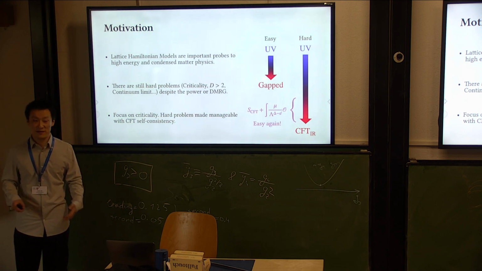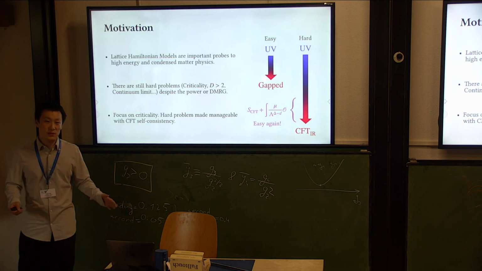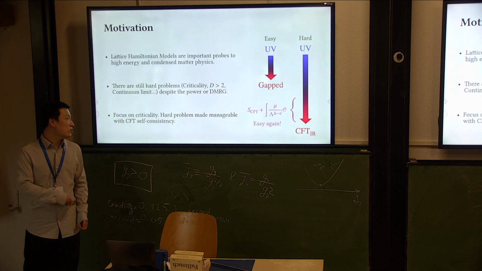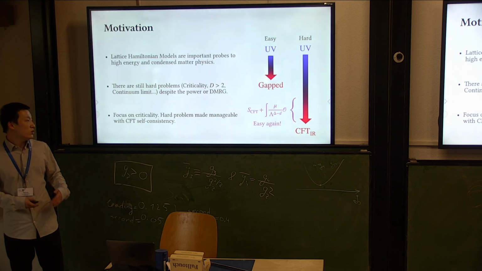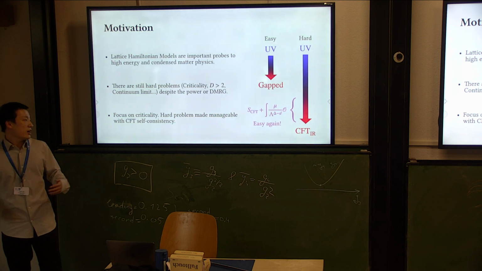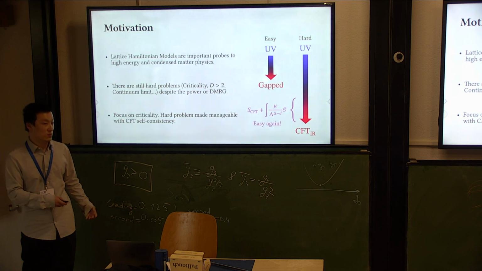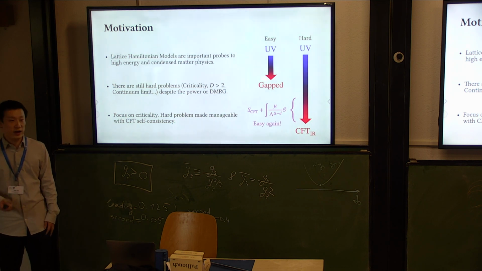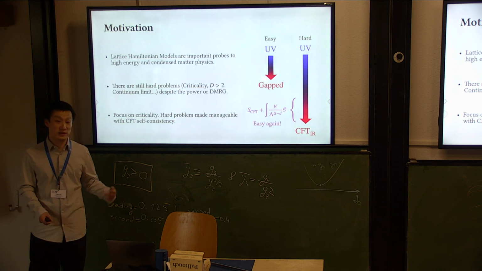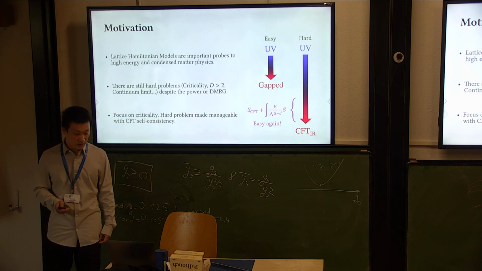So basically, if we know a lot about the CFTs, and in this case we do, we can use the self-consistency of the CFT to come back and help us, and to make some of these hard problems manageable. Today I'll show a toy example of how this works in the framework of conformal perturbation theory applied to the 1+1D massive Schwinger model.